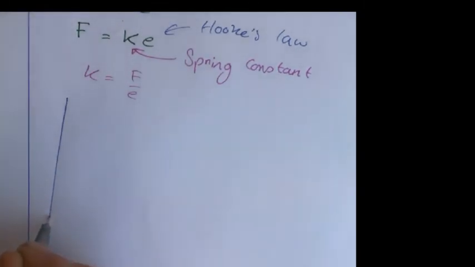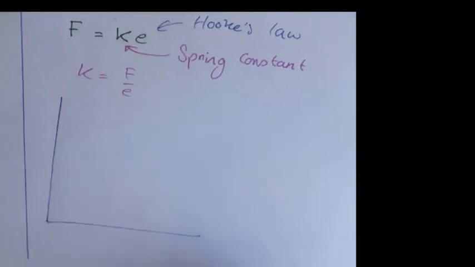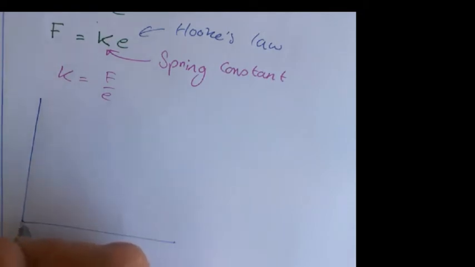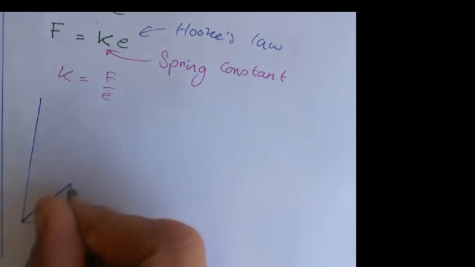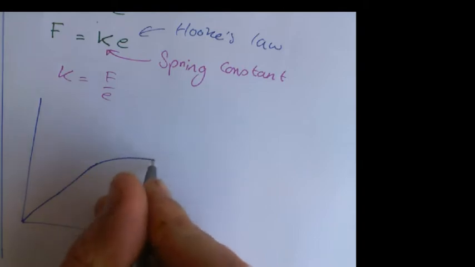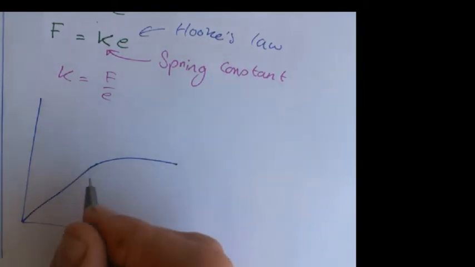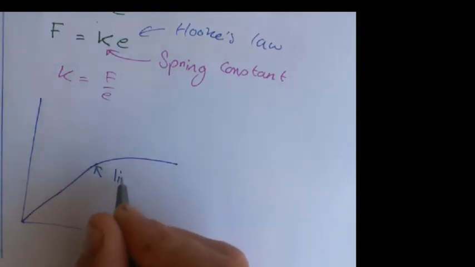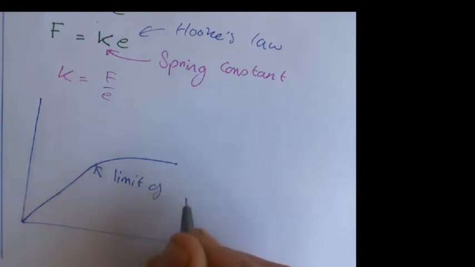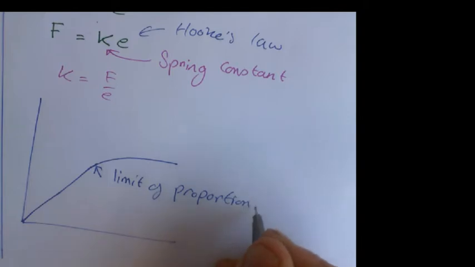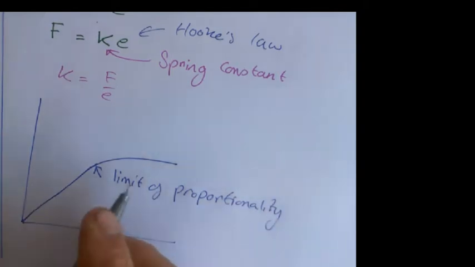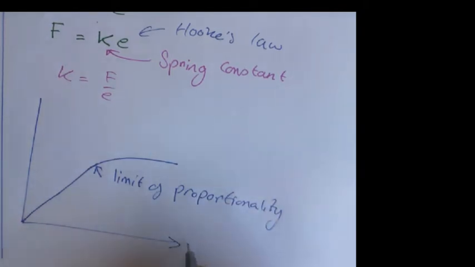If you get a straight line like this, it's telling you it's behaving proportionally. But you might not always get a straight line like that. Sometimes you might get a graph that looks like this, for example. So it might be straight, and then it curves. And this bit here is known as the limit of proportionality. It stops behaving in proportion to how much force you apply to it.